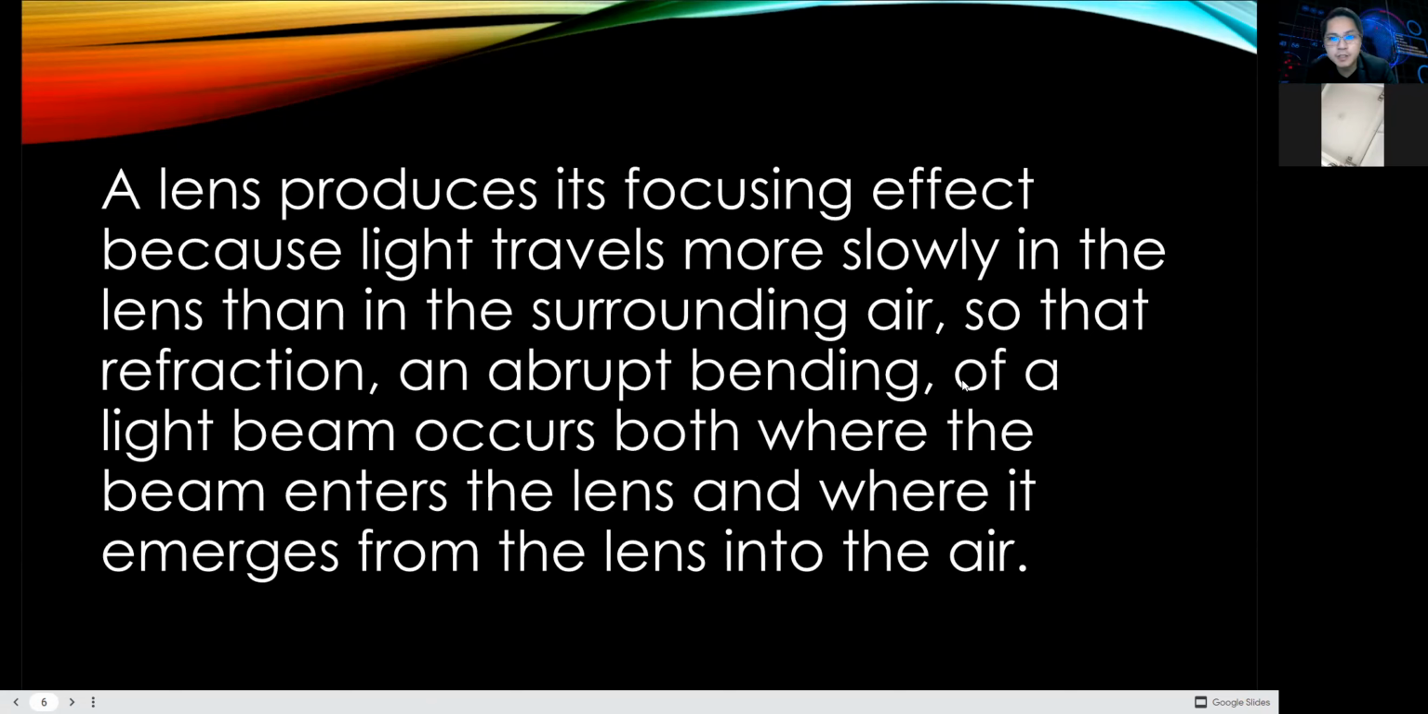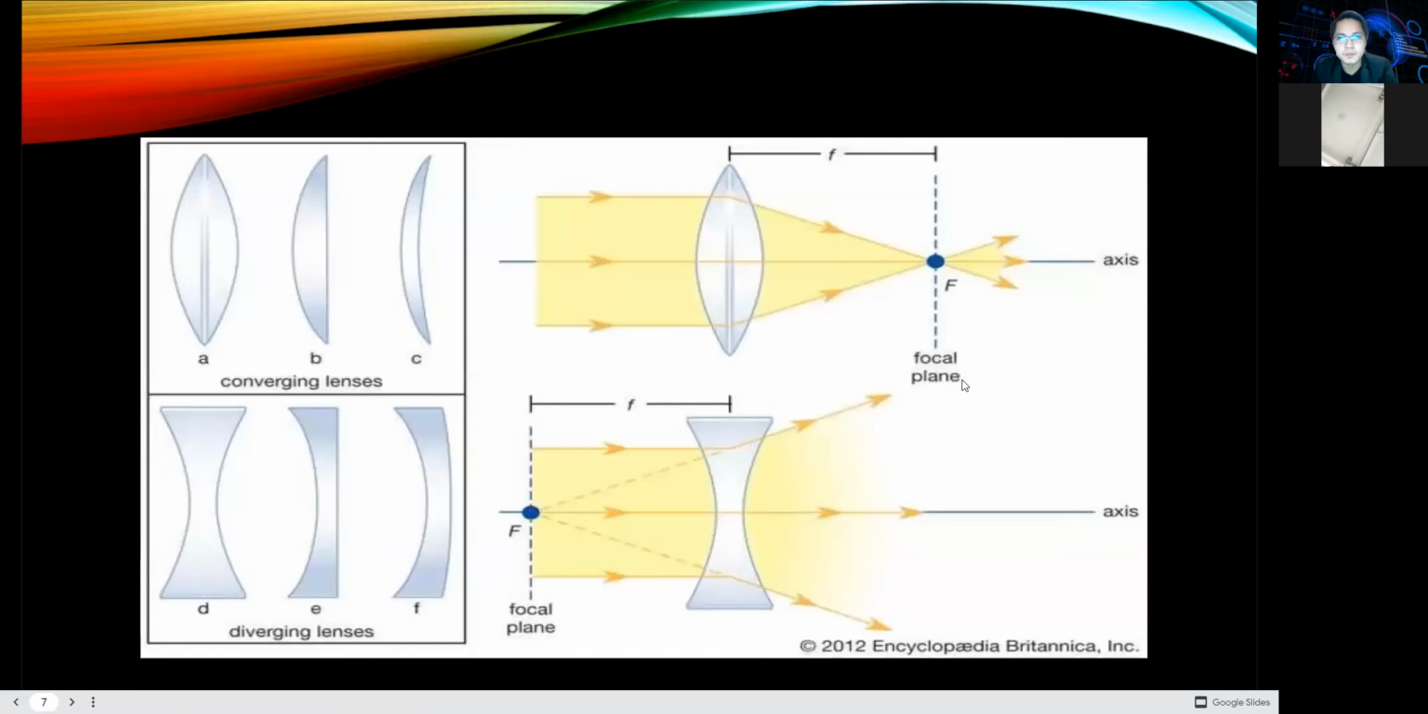A lens produces a focusing effect. It depends upon the lens also, because light travels more slowly in the lens than the surrounding air. So refraction, an abrupt bending of the light beam, occurs both where the beam enters the lens and where it emerges from the lens into the air. Okay, just like this one. If you look at this, we have convex and concave lens here.